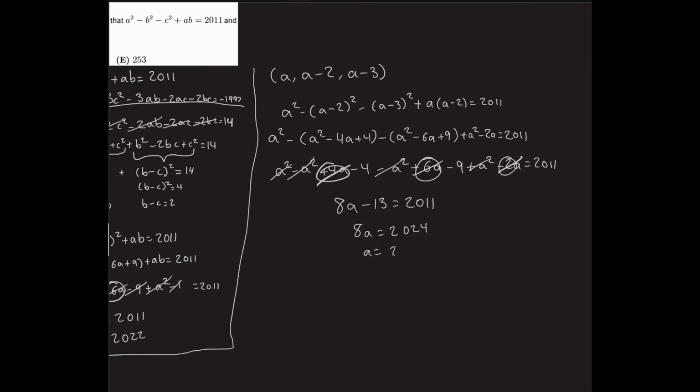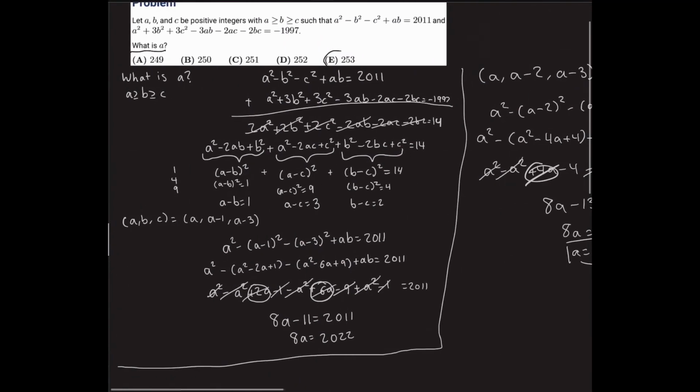And so a is equal to 200, and so 8 goes into 22 times and 4 is left over. And so 5 and then 253. So the answer is a is equal to 253. And that's E.